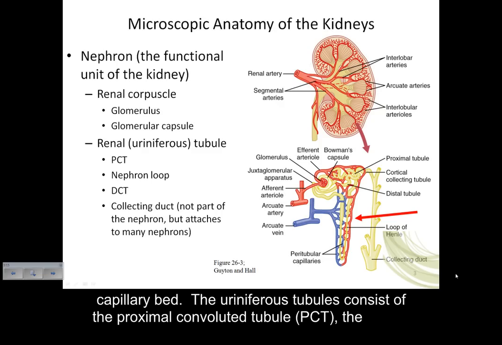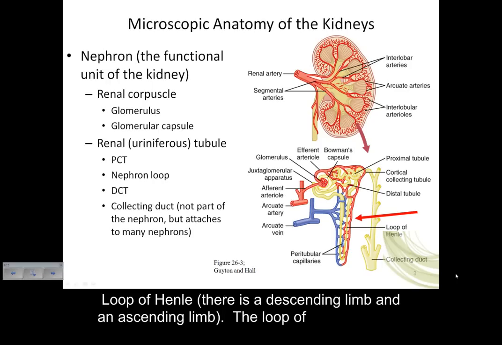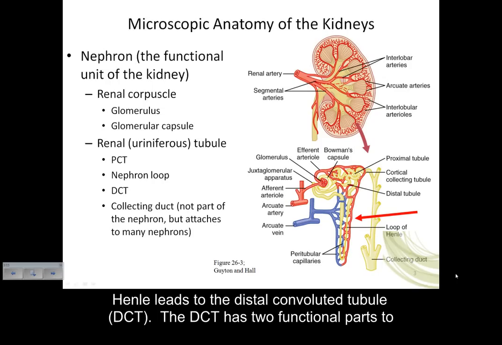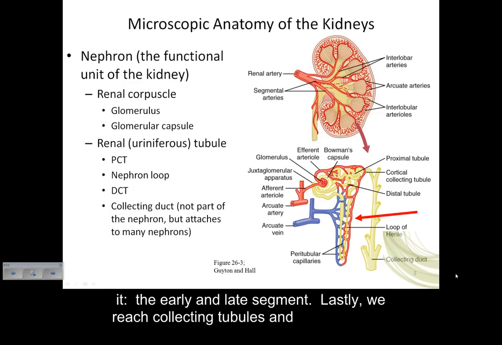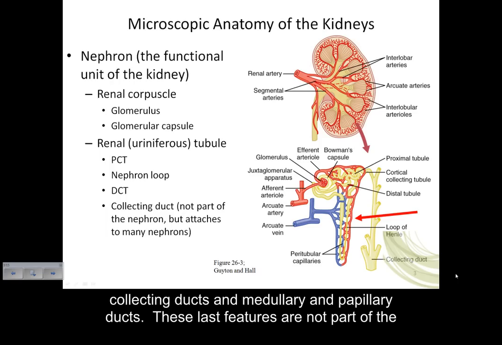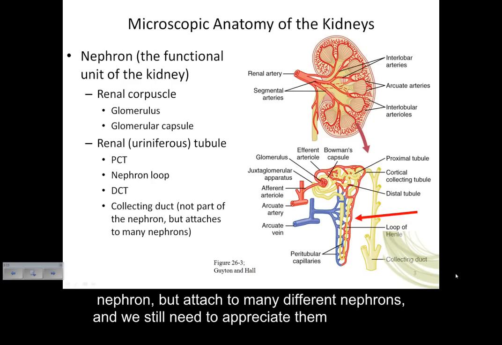The uriniferous tubules consist of the proximal convoluted tubule, or PCT, the loop of Henle. There is a descending limb and an ascending limb. The loop of Henle leads to the distal convoluted tubule, or DCT. The DCT has two functional parts to it, the early and late segment. Lastly, we reach the collecting tubules and collecting ducts and medullary and papillary ducts.